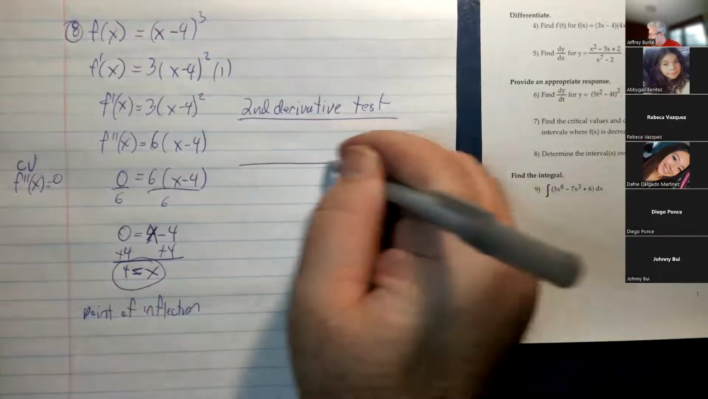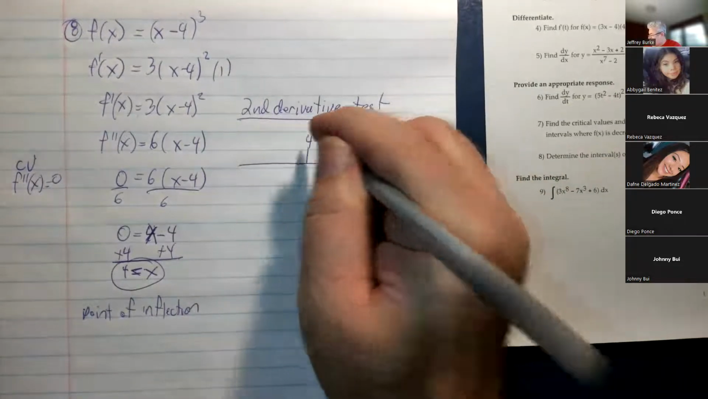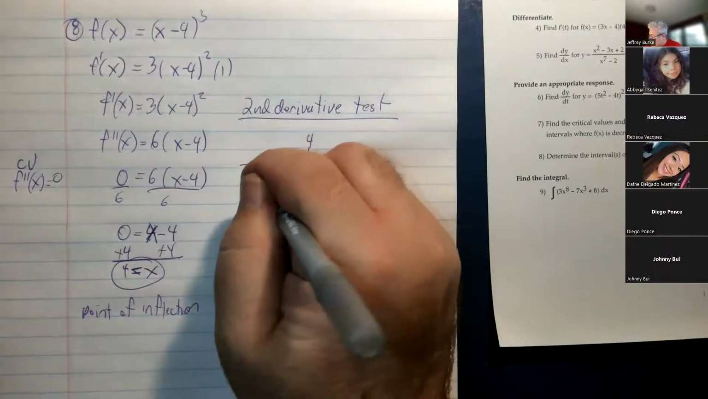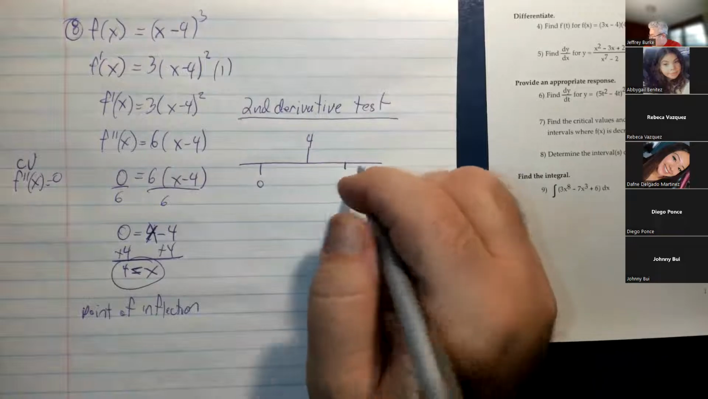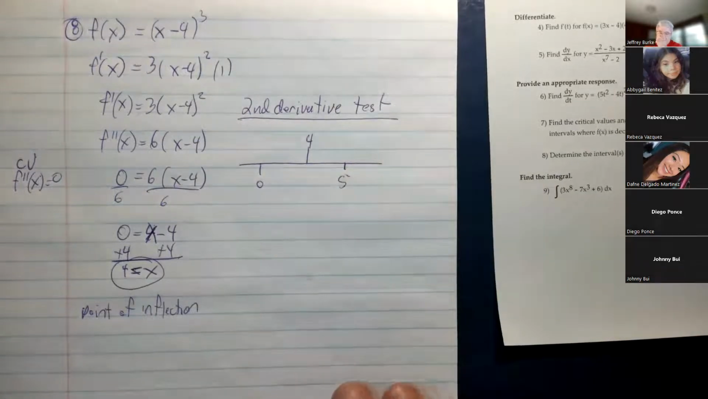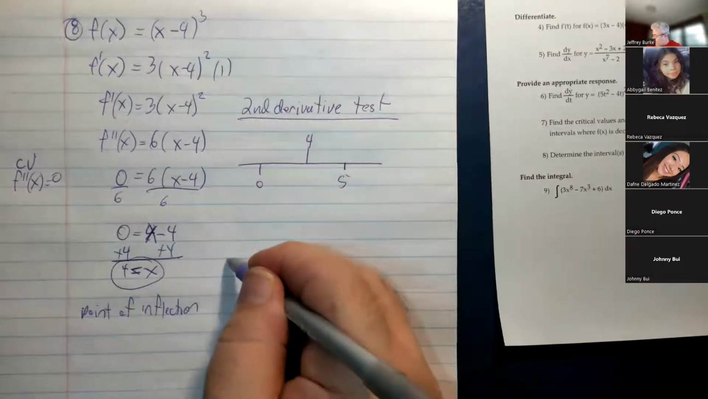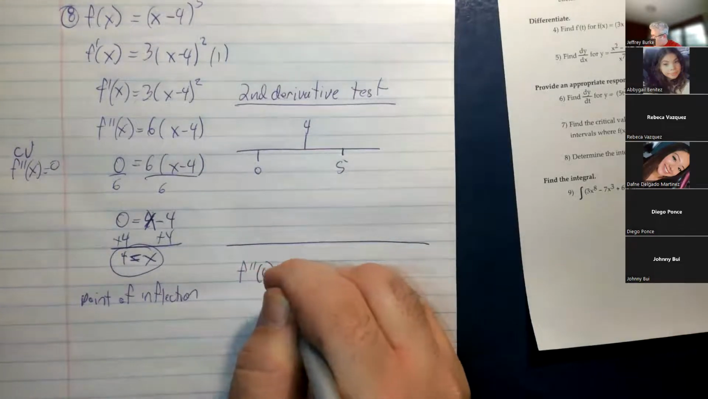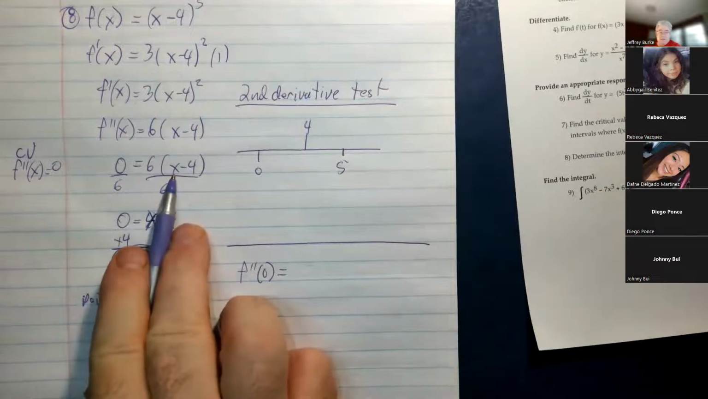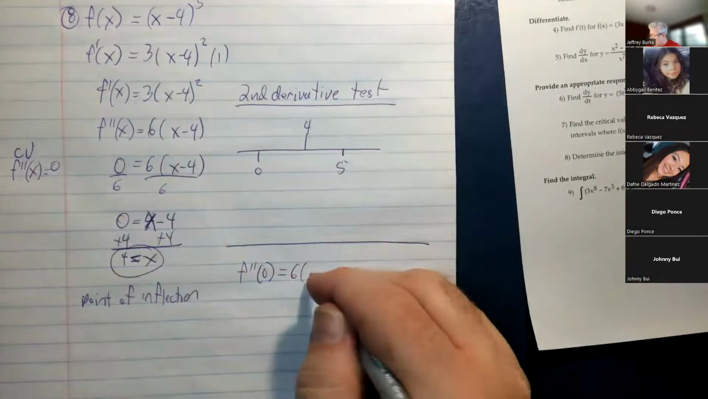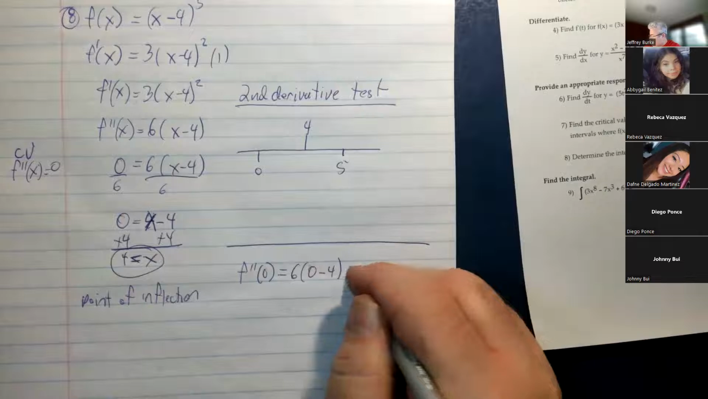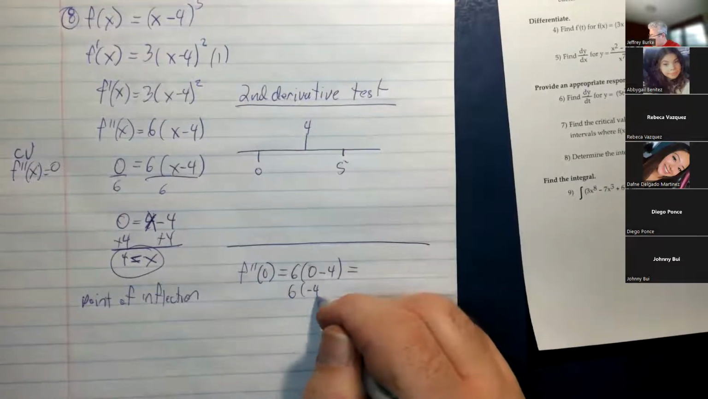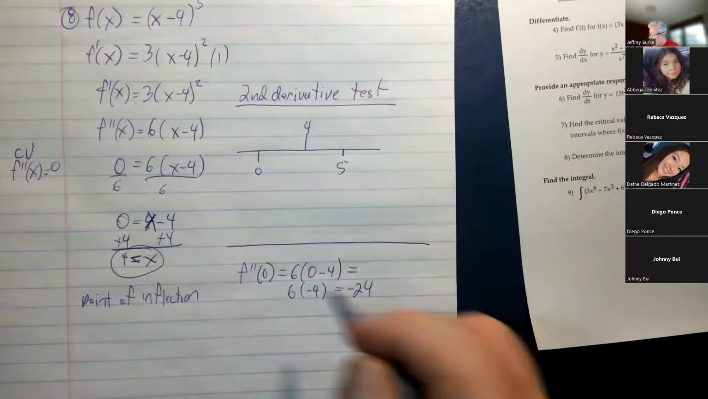All right, so my critical value is 4. I'm going to put this on top, and I want to pick a value less than 4 and a value greater than 4. For the first, I'm just going to pick 0, and for the other I'll pick 5. I can pick 6 also, not a big deal. Now I want to find f double prime of 0. I'm going to put that into the second derivative, so it's equal to 6 times 0 minus 4. That's 6 times negative 4, which equals negative 24.